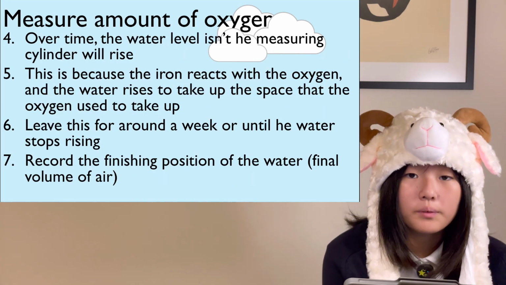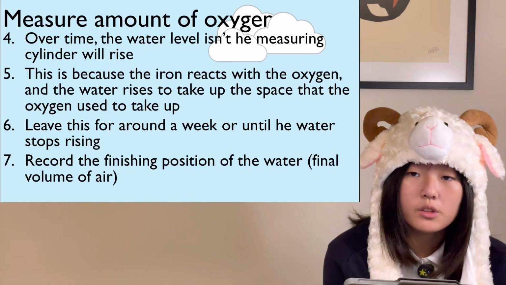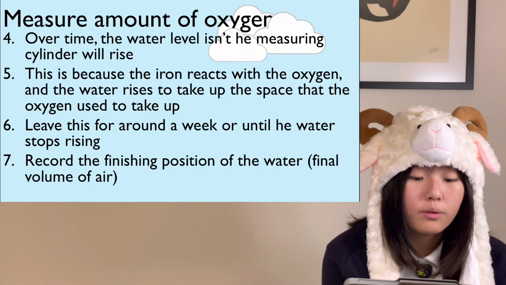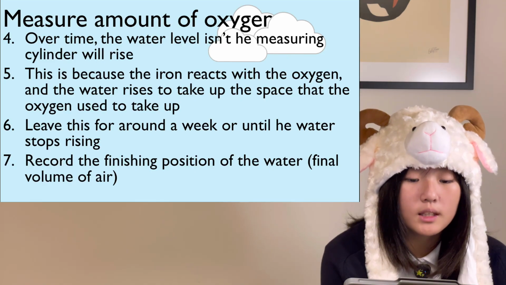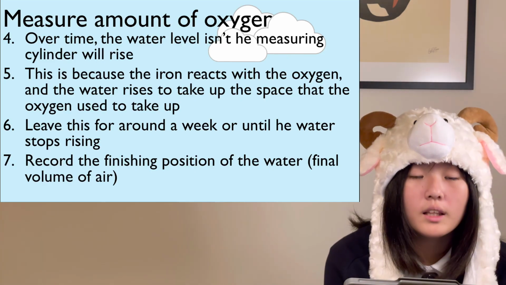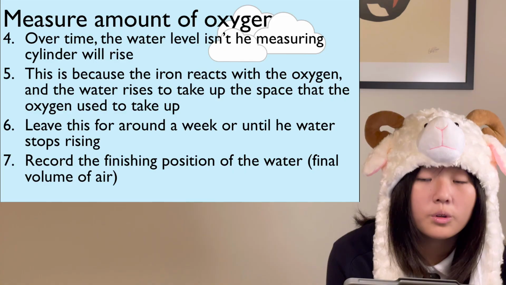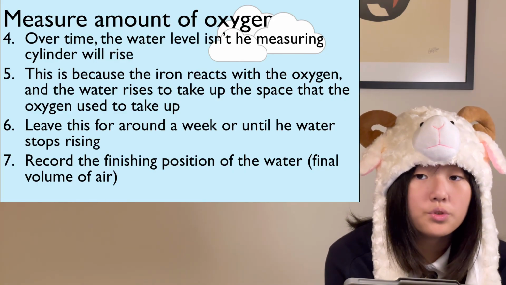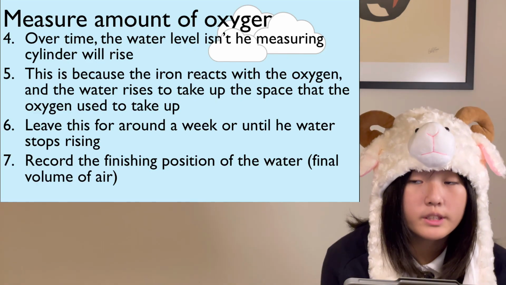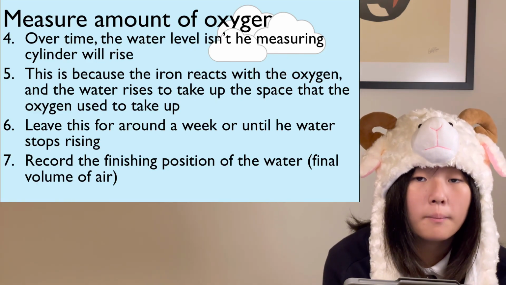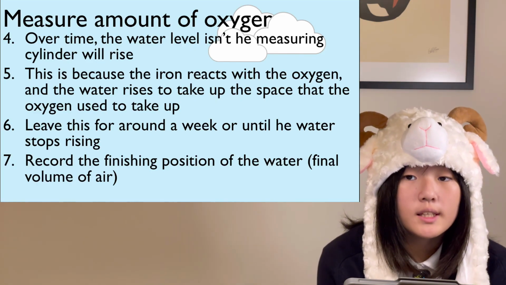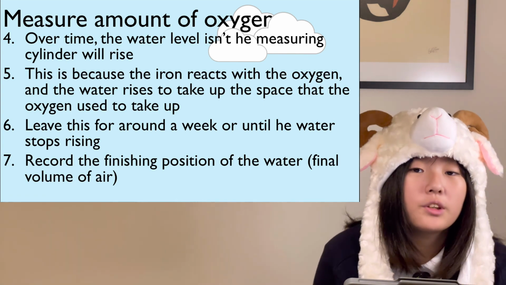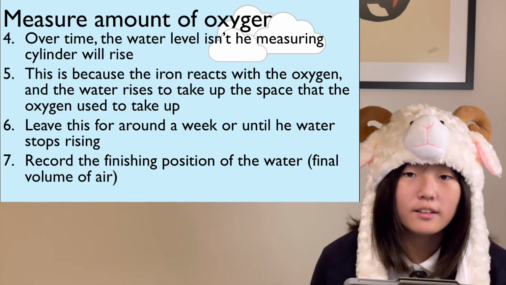Over time, the water level in the smaller measuring cylinder will rise. This is because the iron reacts with the oxygen, and the water rises up to take up the space that the oxygen used to take up. Leave this for around a week, or until the water stops rising. Once it finishes rising, then use the lines on the measuring cylinders to measure how much air is in there. Then use the formula from before to calculate how much oxygen was in the air.